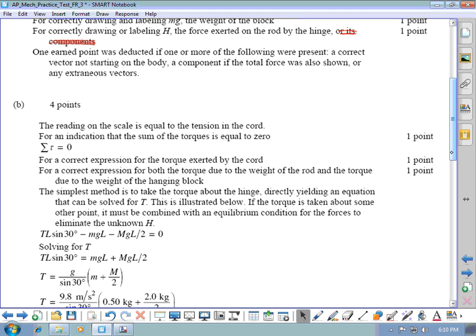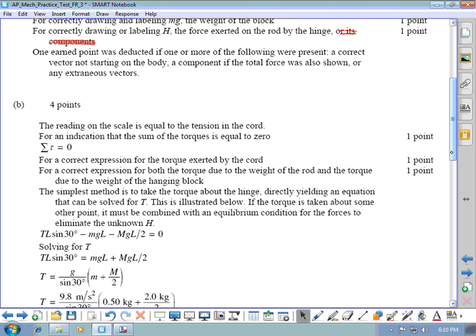And then it was a point for the correct expression for the torque exerted by the cord. So that was Ty times the length of the rod. And then it was 1 point for a correct expression for the torque due to the weight of the rod and the torque due to the weight on the hanging block. So that was the weight of the rod times half the length plus the weight of the hanging block times the full length of the rod. That was the clockwise torque that we had. And then the last point was for solving it.